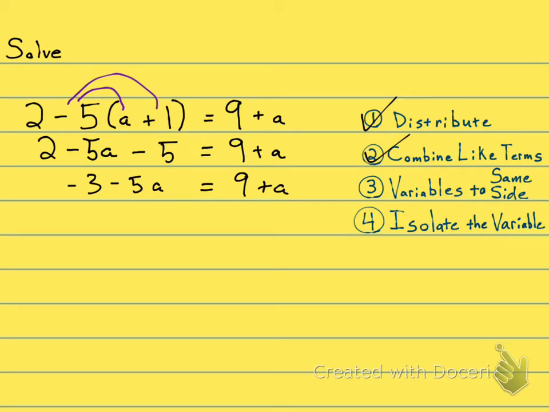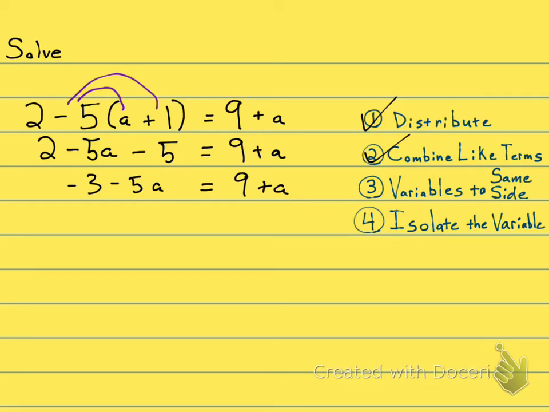And now let's get our variables to the same side. So I have a's on the left and a's on the right. I want to get them both to the same side. Now, it doesn't matter what side you go to. Some people always like to go to the left, but I like to move the smallest variable. That way you always end up with a positive.